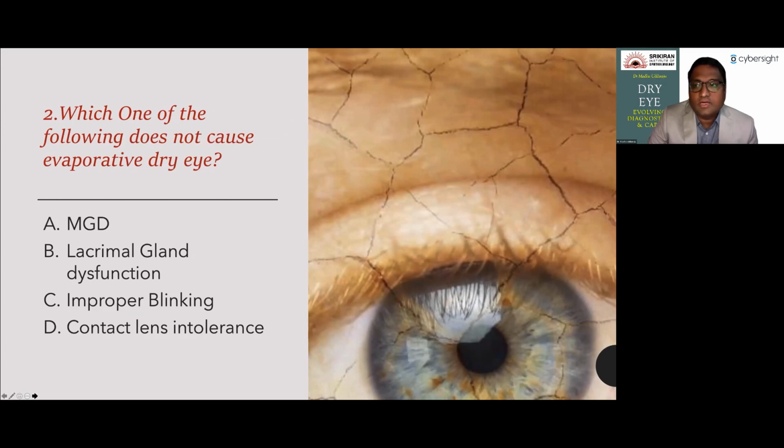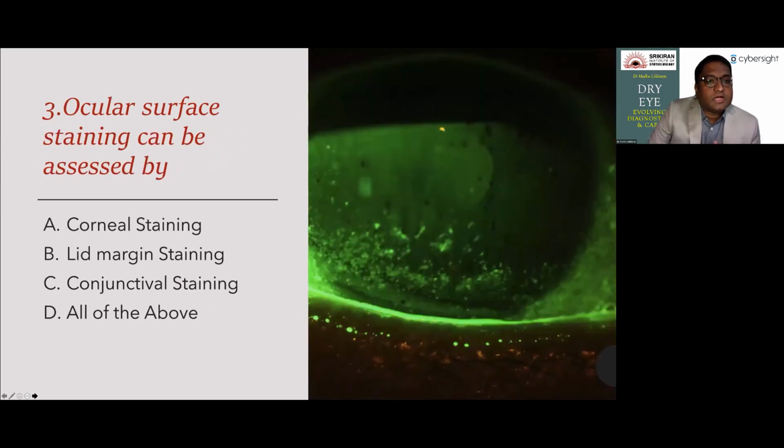Which one of the following does not cause evaporative kind of dry eye? A, meibomian gland disease. B, lacrimal gland dysfunction. C, improper blinking. D, contact lens intolerance. And your time starts now. Thank you. The third question is, ocular surface staining can be assessed by which of the following? A, corneal staining. B, lid margin staining. C, conjunctival staining. D, all of the above. And your time starts now.